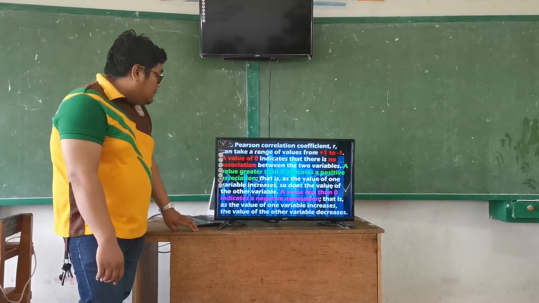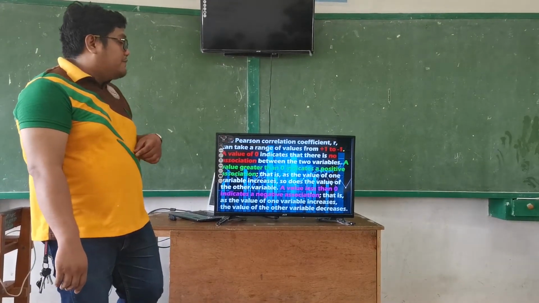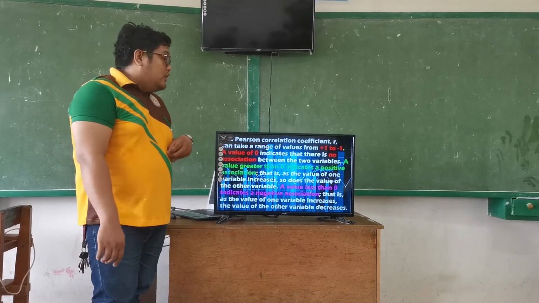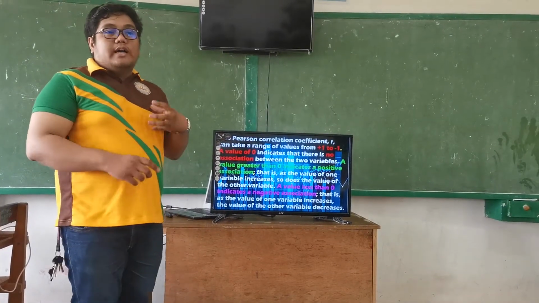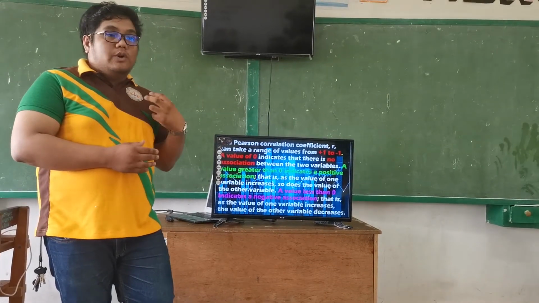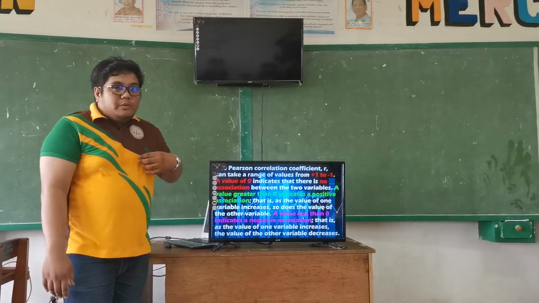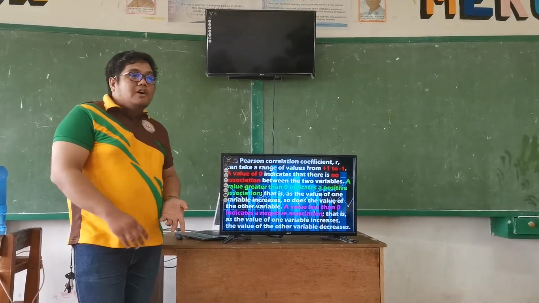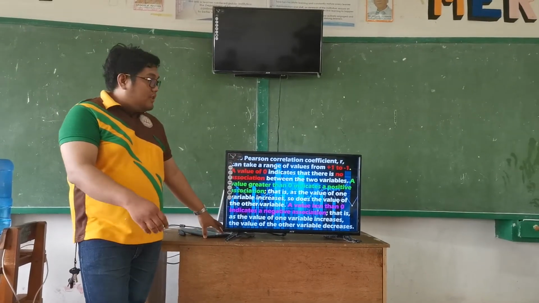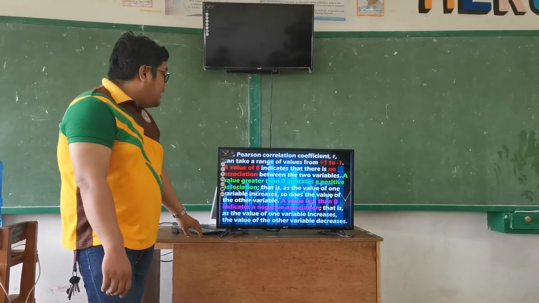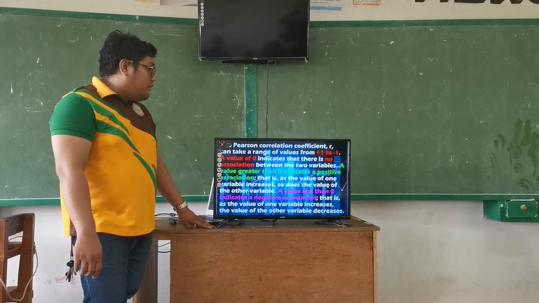The Pearson correlation coefficient R can take a range of values from +1 to -1. So you cannot have a value that exceeds +1 or goes below -1. Some say that if you have a +2, then you have a very strong linear association, but that is not true. A value of 0 indicates that there is no association between the two variables.